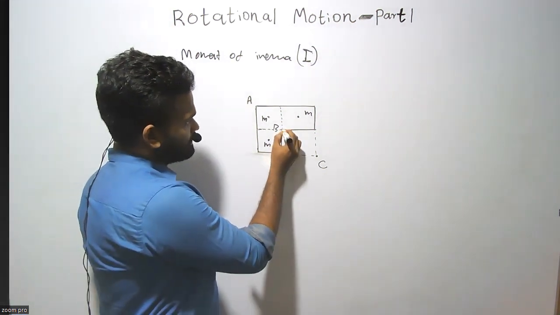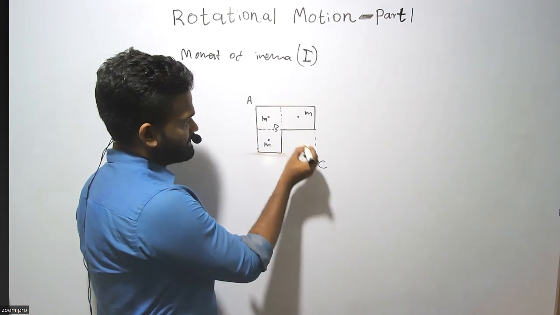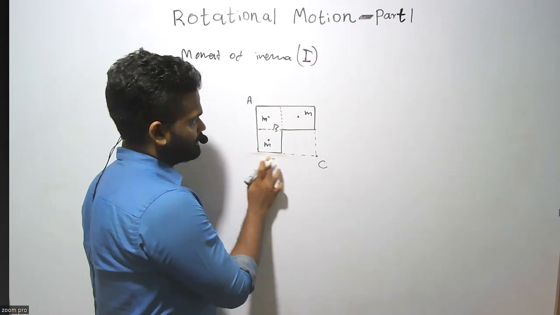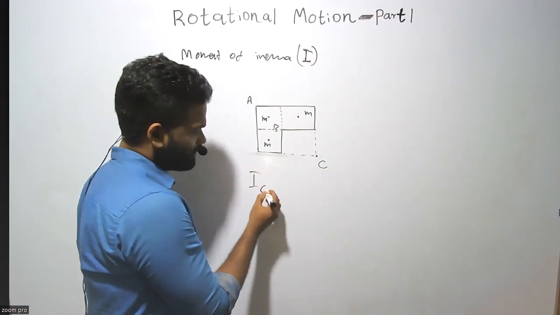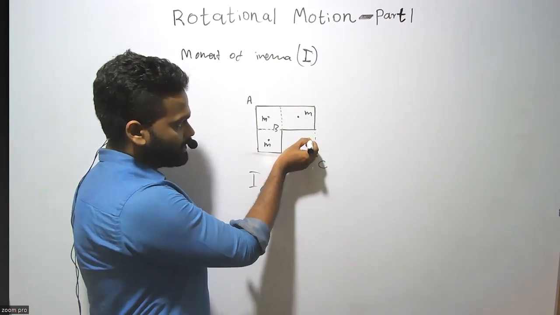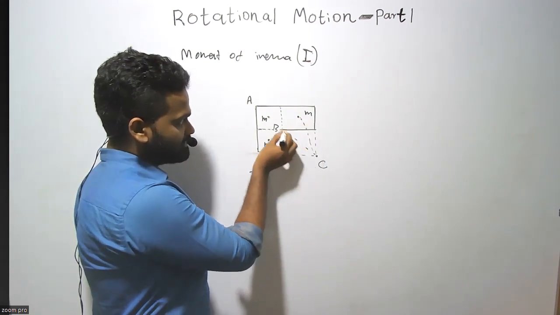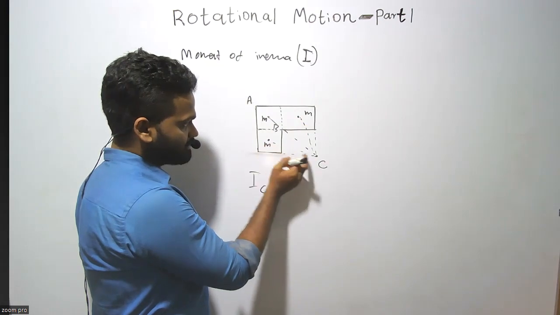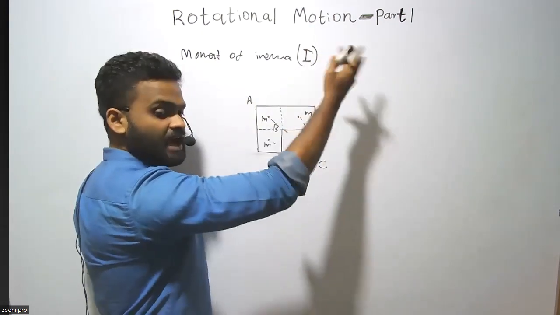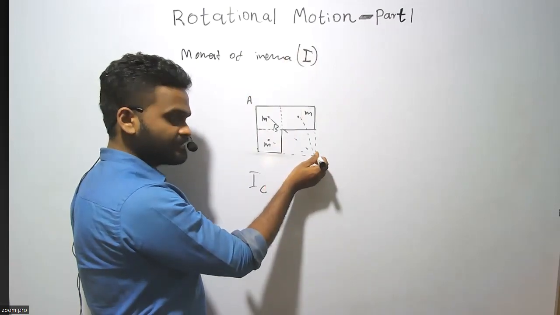So if you think about A, B and C, which has the highest moment of inertia? IC has the highest moment, because think about this distance, and this distance. So those are the highest. It has the highest distribution for an axis going through C.